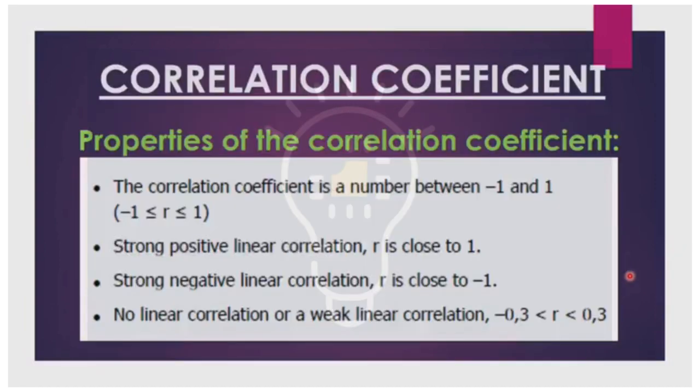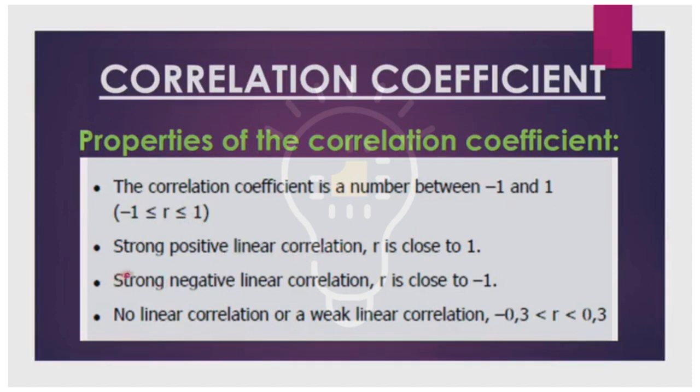Moving on, the correlation coefficient has the following properties. Firstly, we must recognize that the correlation coefficient is a number that is found between -1 and +1. So in other words, we can say that the correlation coefficient R is greater than or equal to -1, and R is less than or equal to +1. That's how we write that, right? So it occurs between those 2 numbers, -1 and +1.